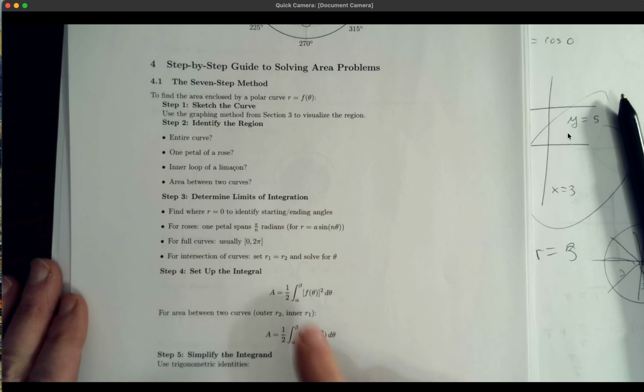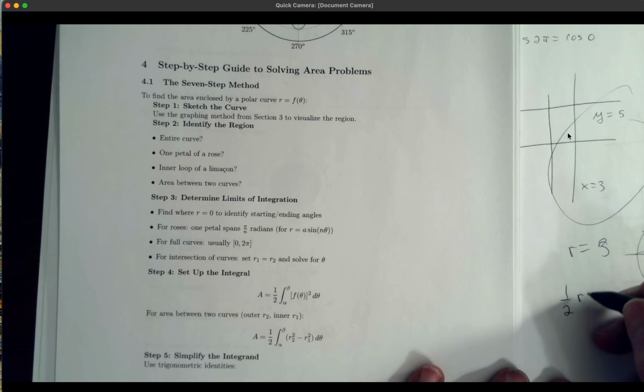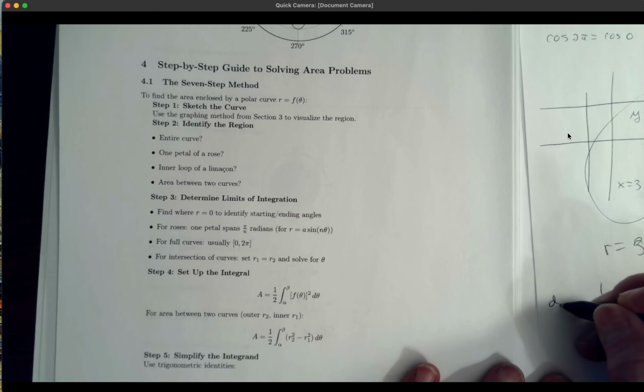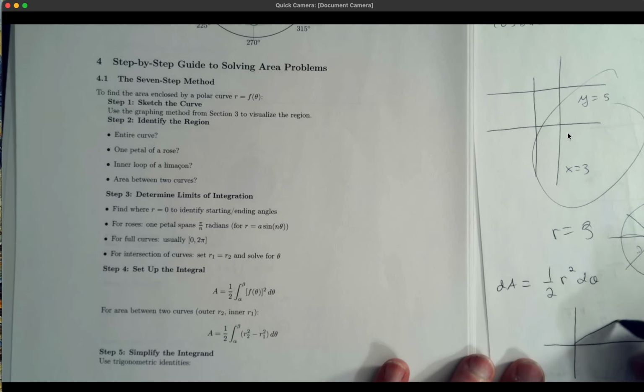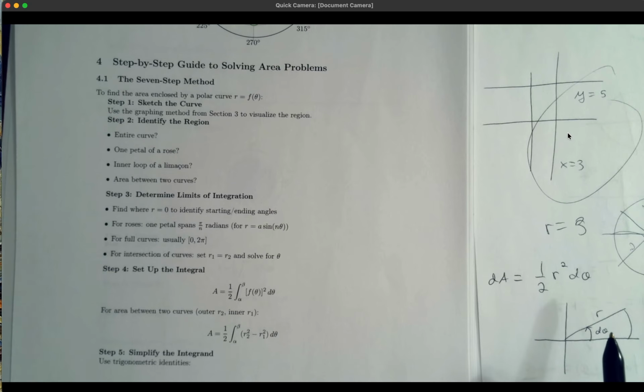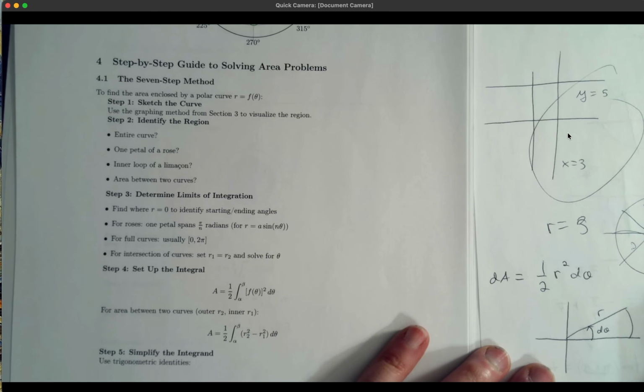So the formula for area is 1/2 r squared d theta. This is dA. What this is basically giving us is the area of a sector with a small angle d theta, where the radius of the sector is r. This comes from the area of a sector formula. And instead of using rectangles to calculate area as a Riemann sum, what you instead use is sectors.